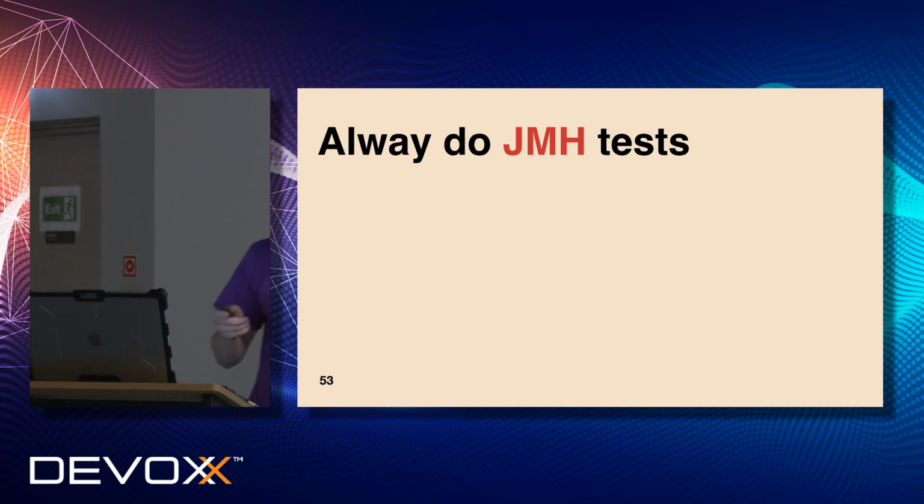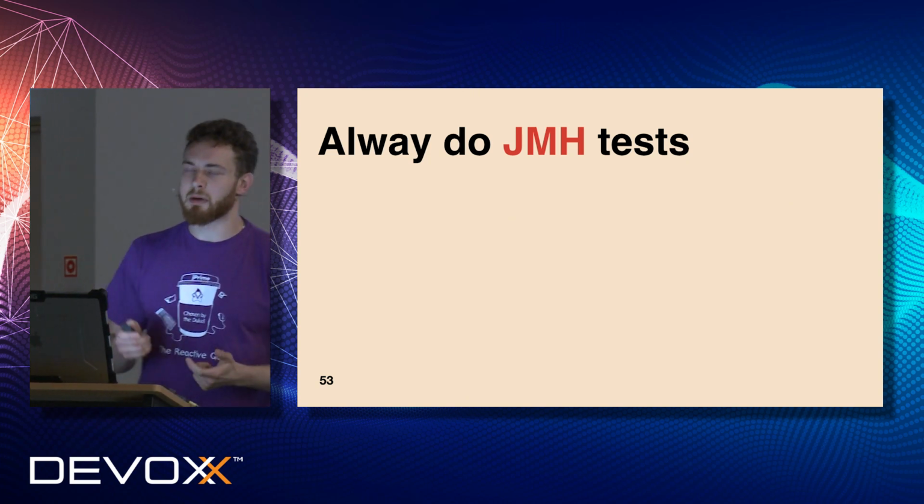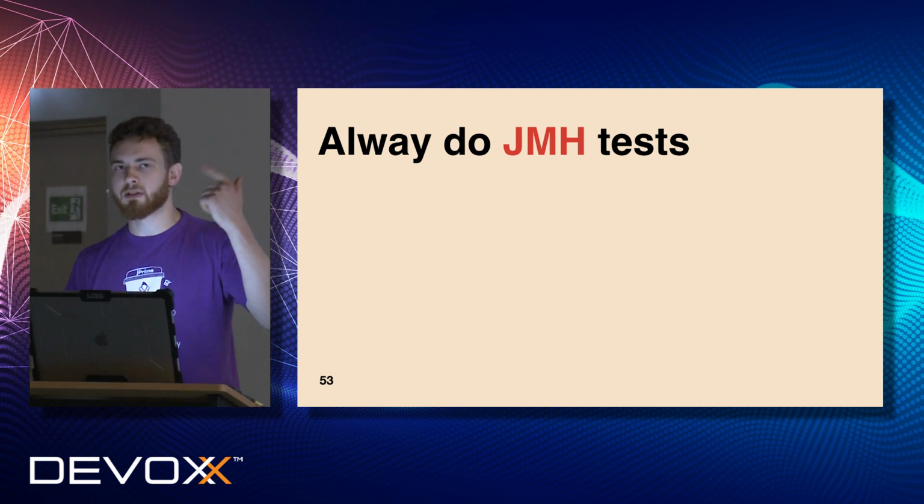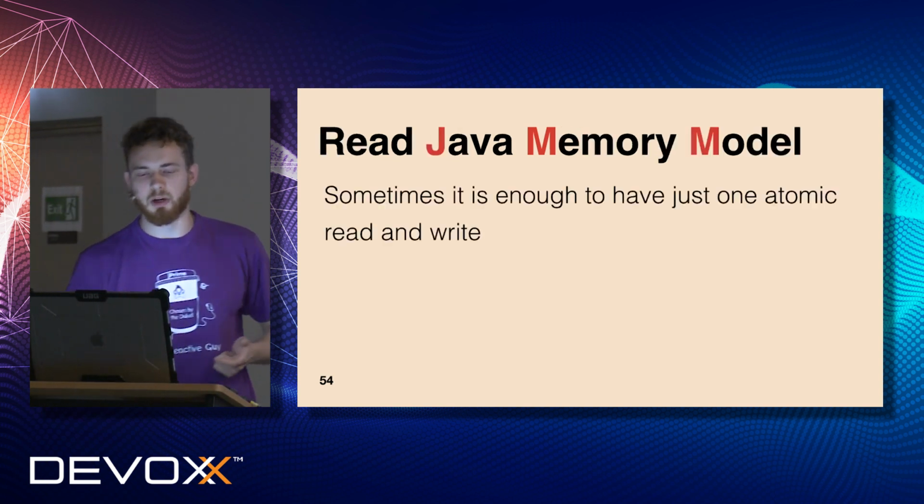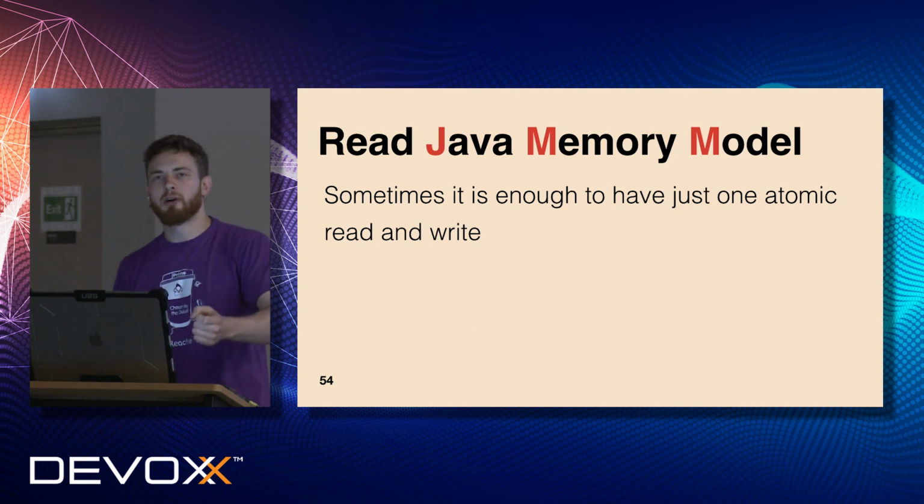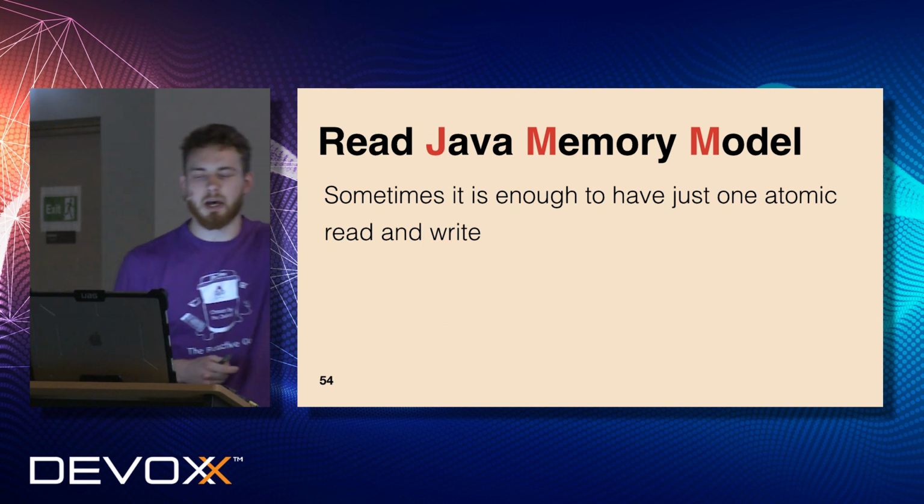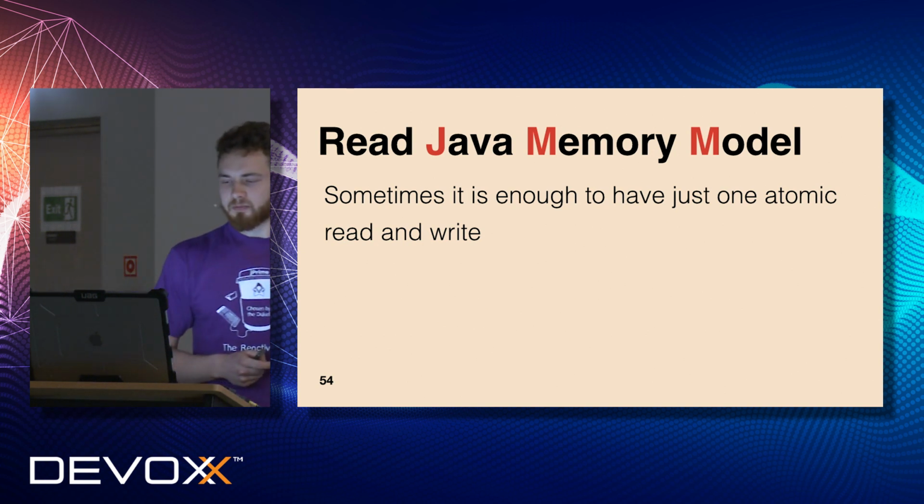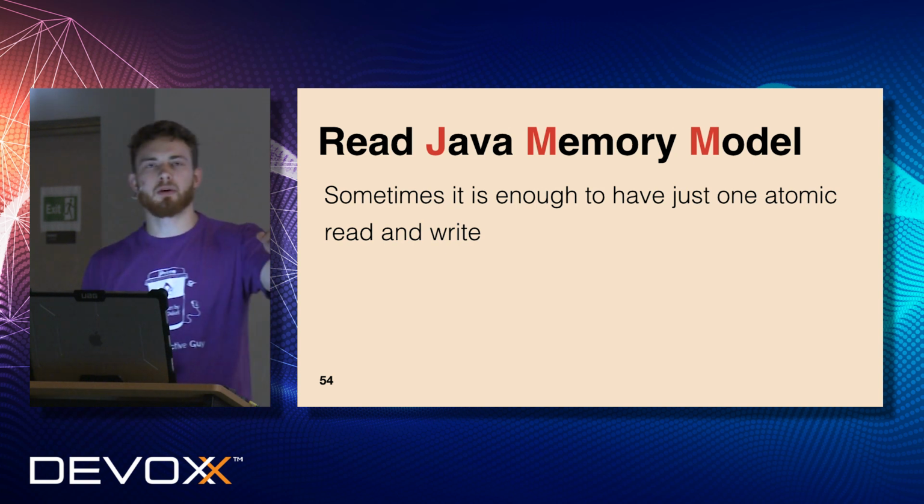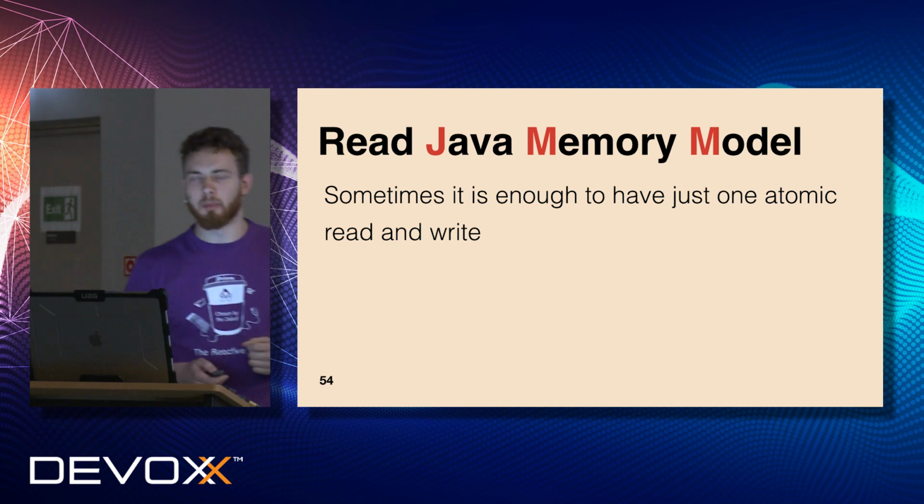conclusion, almost final conclusion. First of all, always do JMH. It's important to figure out whether something is better. First of all, you have to measure whether something is better. Read the Java memory model. The Java memory model sometimes says where it's enough to just use one atomic read instead of creating too many atomic fields.